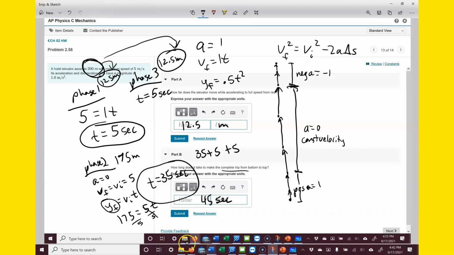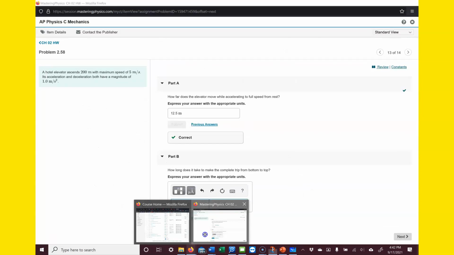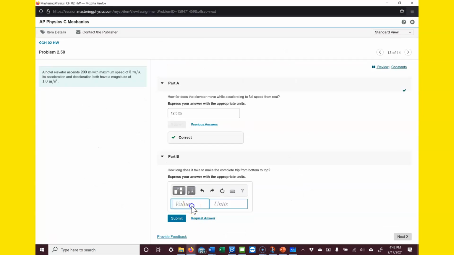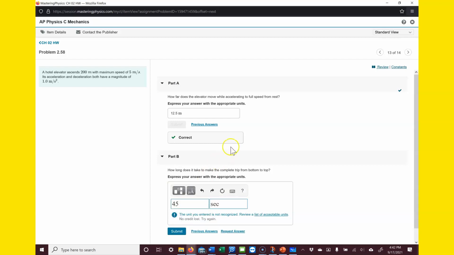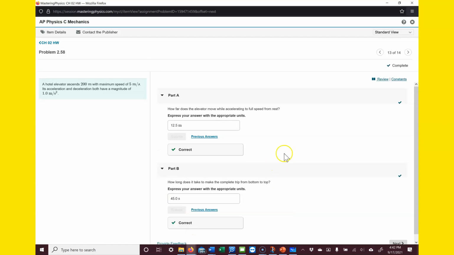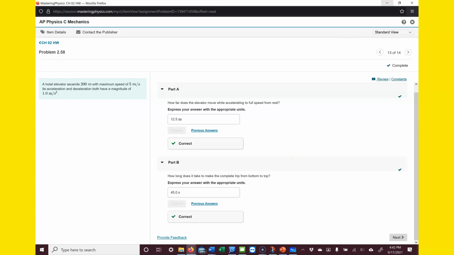That was a pretty challenging problem. Let's make sure we're right before we count our chickens. It does not recognize what I entered. Maybe I should just put S. Yep. Good deal. We got it right.